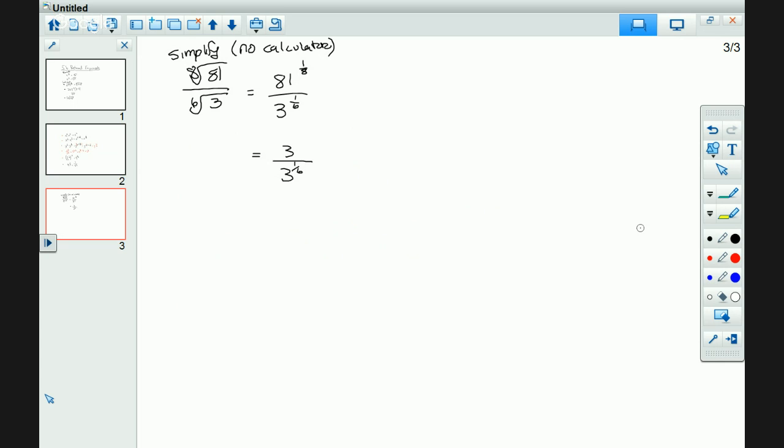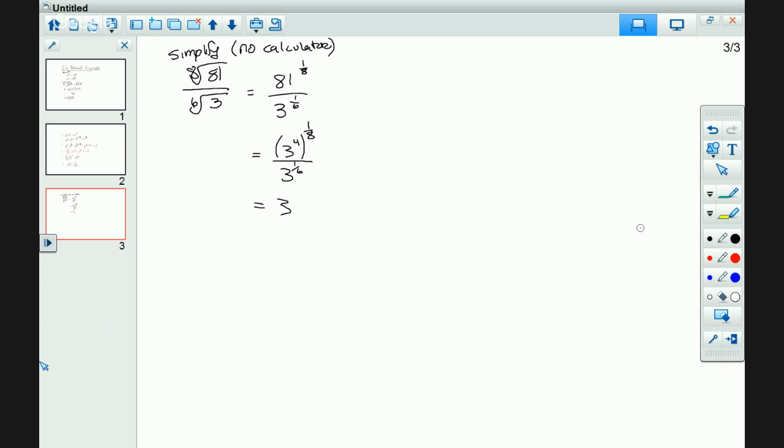Try 3 to the second, 3 to the third, 3 to the fourth. 3 times 3 is 9, times 3 is 27, times 3 is 81. So 3 to the fourth. Okay, that's going to be the trickiest part of this, is getting the base the same. Then I can multiply those two, right?